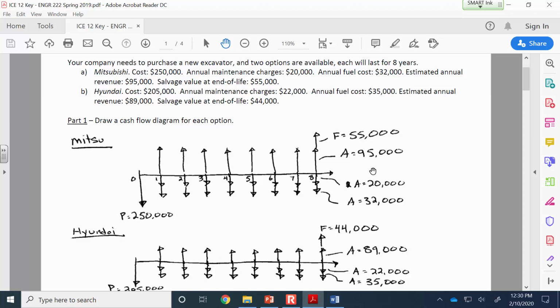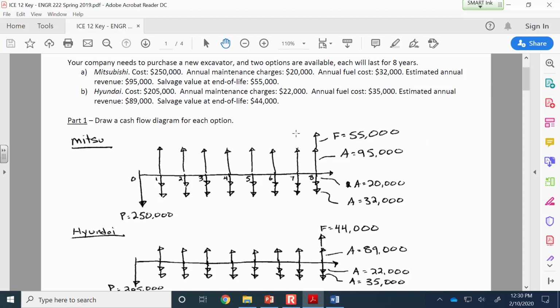And then the annual expenses. We have maintenance charges and fuel costs that are outflows. And then there is a salvage value where you're taking the item and you're selling it for scrap, or maybe selling it on the secondary market. But we've got a single future value as a salvage at the end.